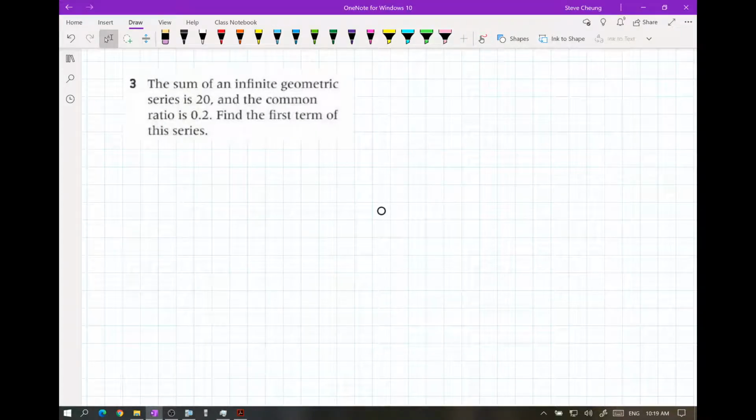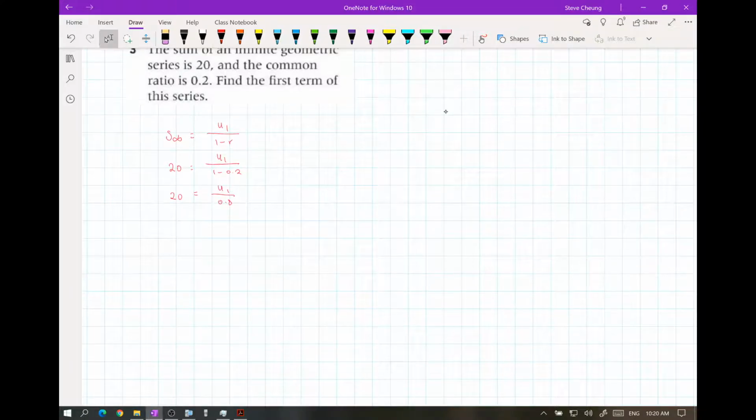Okay, so we're given the sum of the infinite geometric series and the ratio. To find the first term, there's only one formula that we have, which is u1 over 1 minus r. So let's stick these in. To cancel out the denominator, just multiply by the denominator. So the first term is 16.